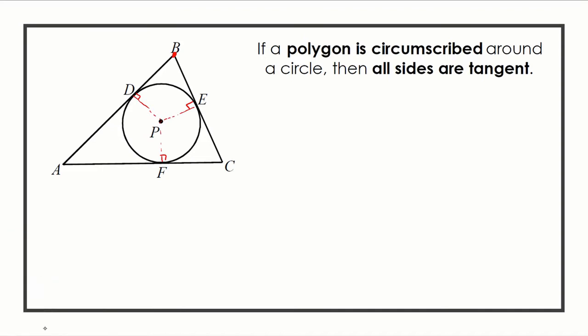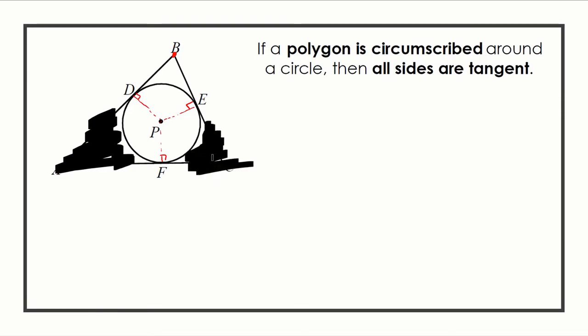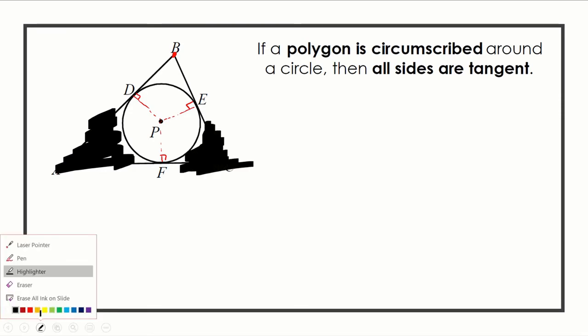So if we kind of ignore everything else, if we block it off, let's pretend that that's not there. If we block it off, then it's just a matter of seeing it exactly how we did for the other one, right? So I have a point outside of a circle, and I'm drawing two segments to the circle that are both tangent. Therefore, both of these should be congruent, right?